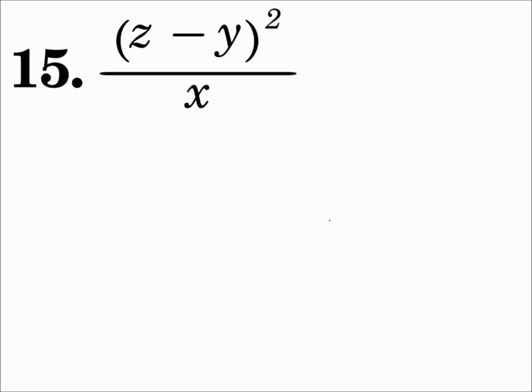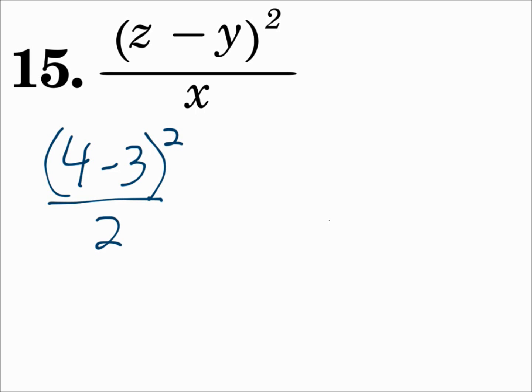Number 15. Start by substituting in the variables. Z is 4, y is 3, and x is 2. We have a fraction bar, so let's separate the fraction and do the numerator first. In the numerator, we do have parentheses. Within the parentheses, we have 4 minus 3. So we'll do that first. 4 minus 3 is 1.